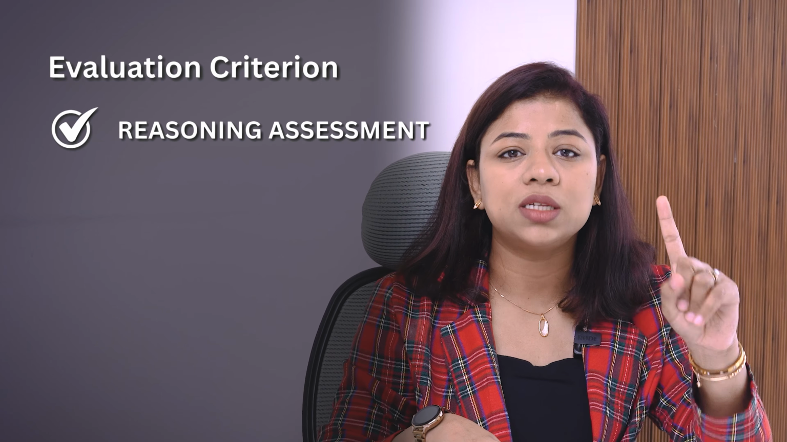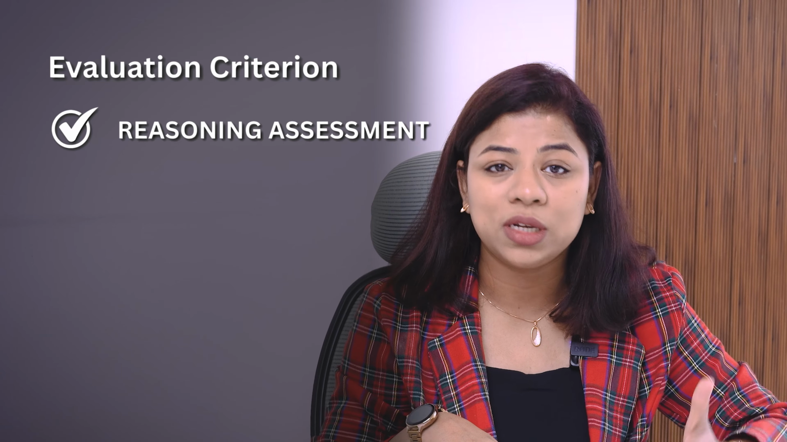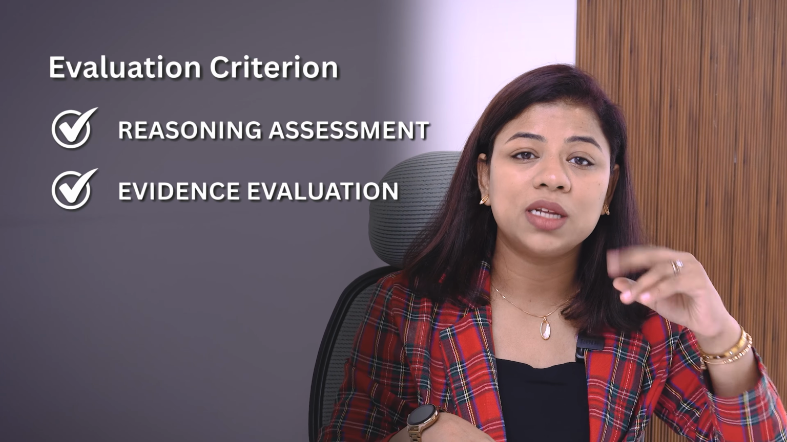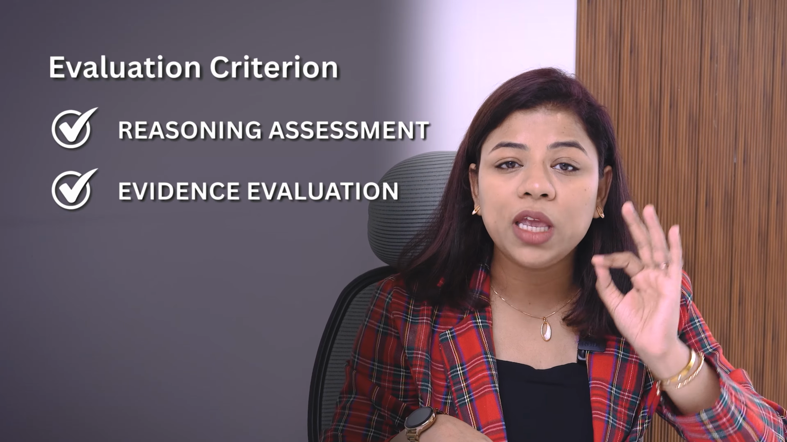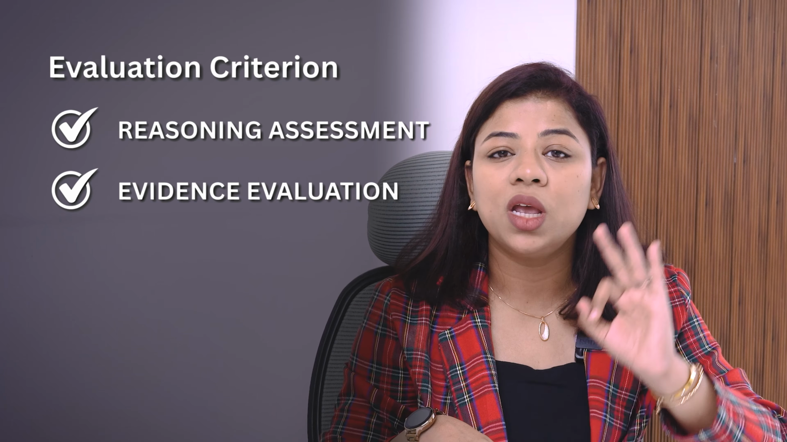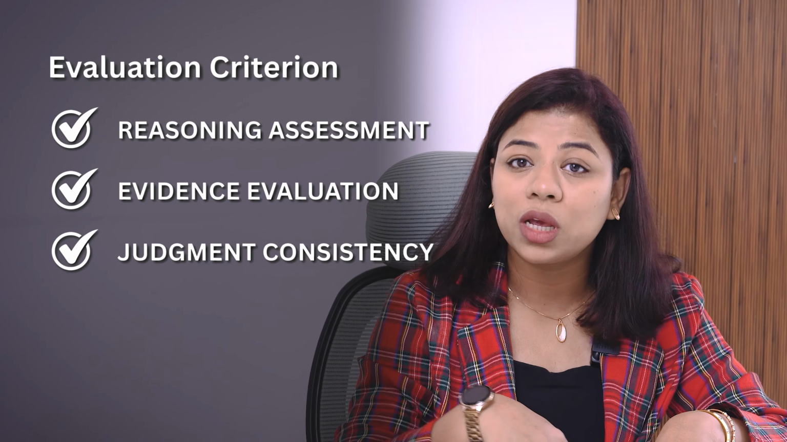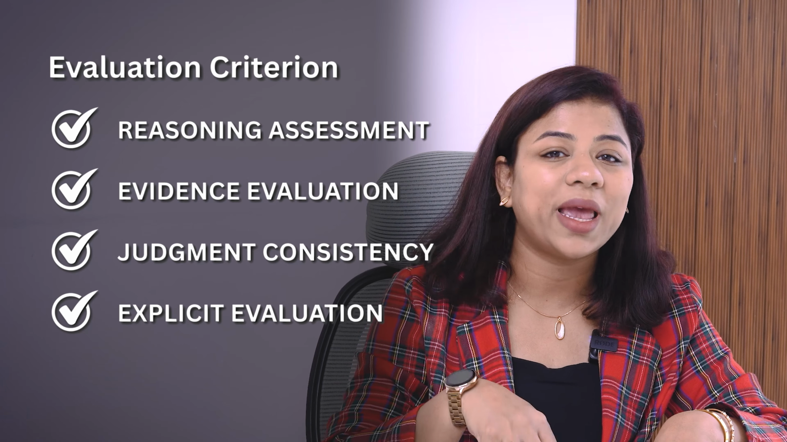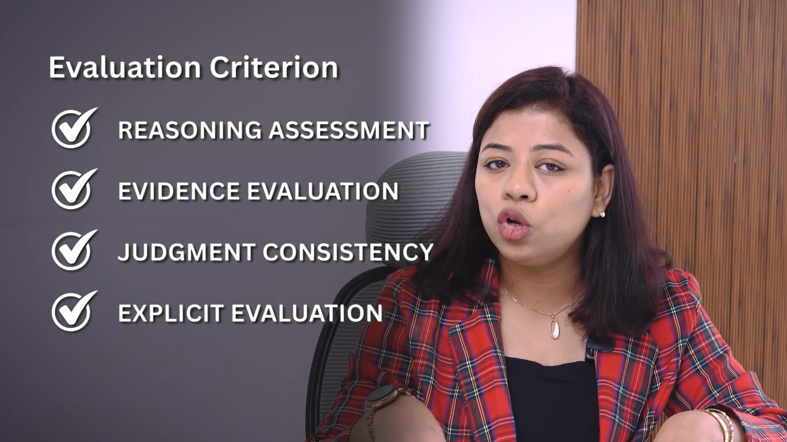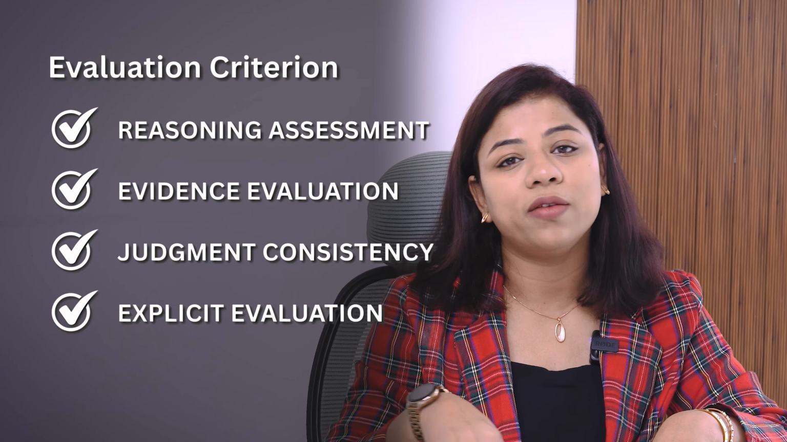Now moving to the evaluation criteria strategy. The first part is reasoning assessment. Evaluate the logical strength of each argument's reasoning. The second part is evidence evaluation, that is, assess the quality and credibility of each argument's evidence. The third part is judgment consistency, that is, ensure your conclusion matches your evaluations. And the last part is explicit evaluation. Do not just describe. Assess strengths and weaknesses.